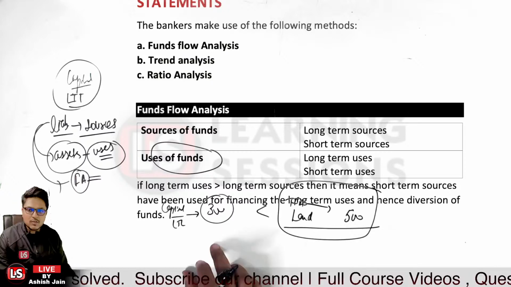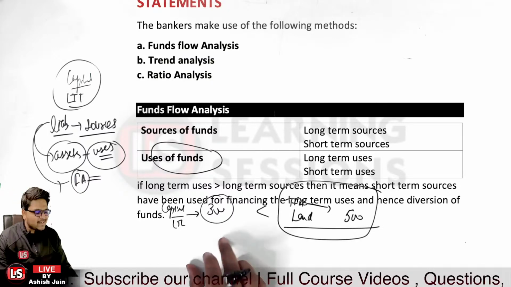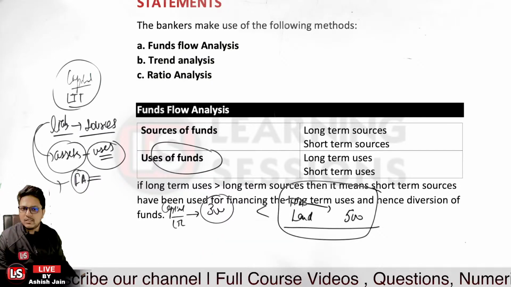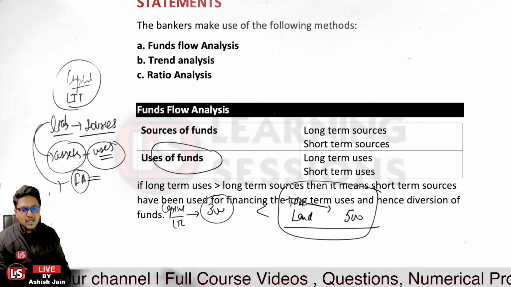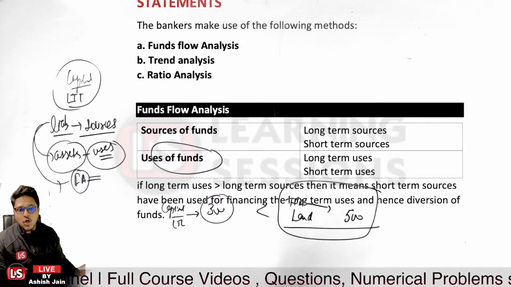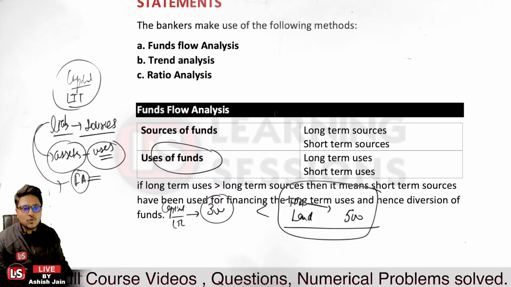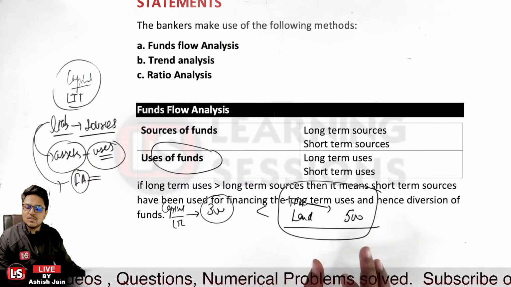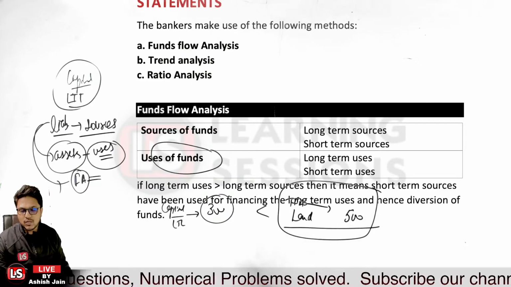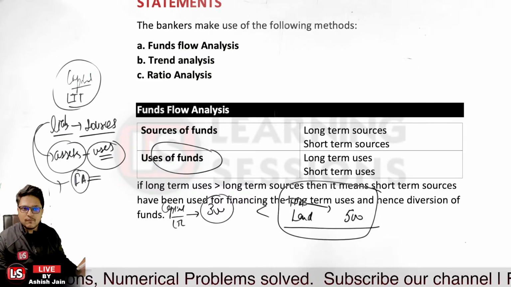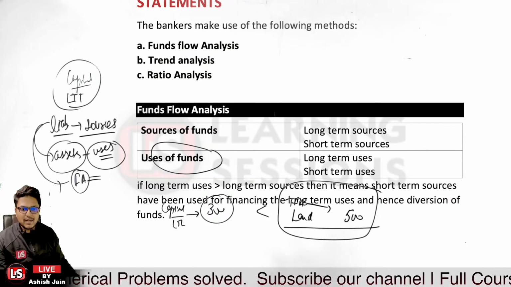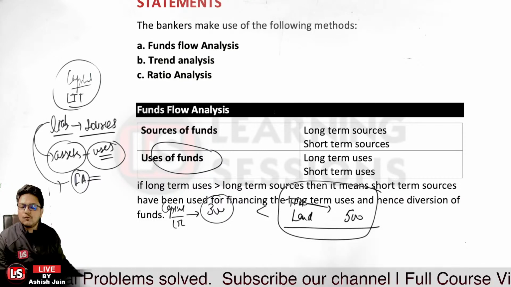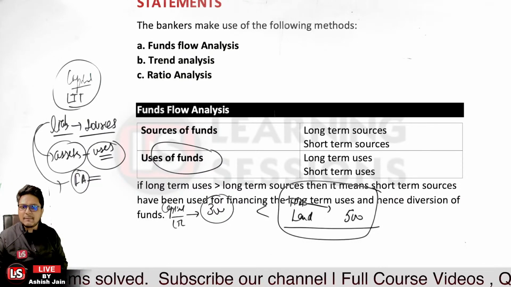Now what is the possibility? The only possibility is that there is diversion of funds. That is, a firm has utilized its short-term sources to procure long-term uses or long-term assets. So we can infer this from the fund flow analysis. That is how the fund flow analysis works. Is that particular point clear?